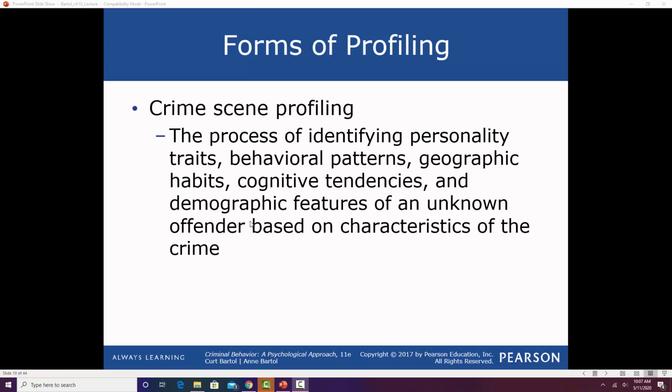Now, crime scene profiling is probably the most popular type of criminal profiling that we use here in the United States, and this is of unknown offenders, and it is looking at the specifics of the crime scene. So it's the process of identifying personality traits, behavioral patterns, could be geographical patterns, cognitive tendencies, and demographic features of an unknown offender based on the characteristics of the crime. You can also look at victimology as well, looking at the history of the victim, the type of victim, the MO, the signature.